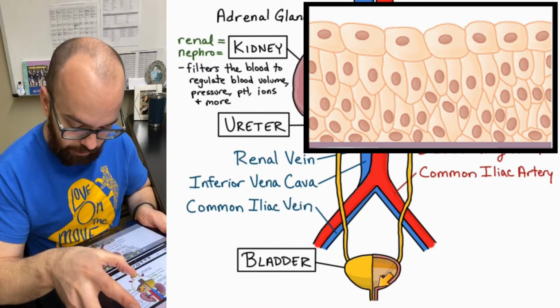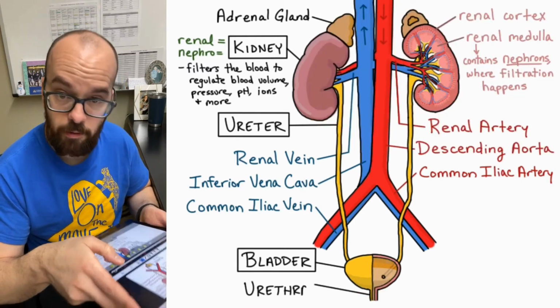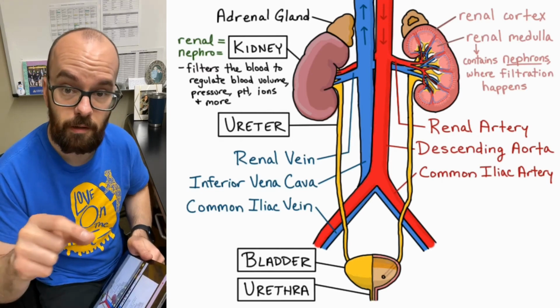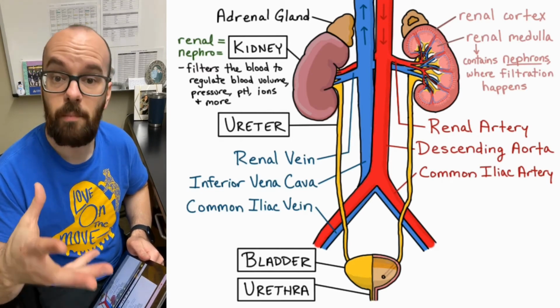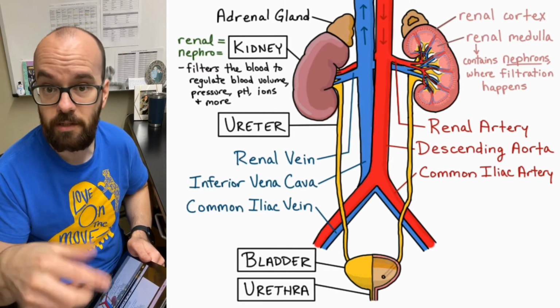Now, leaving the bladder is one final tube called the urethra. In female anatomy, the urethra is going to exit out through the vulva area, and in male anatomy, the urethra will pass through the penis to the outside of the body.